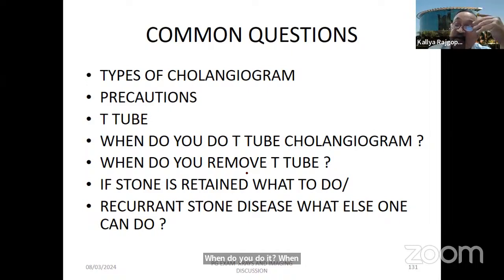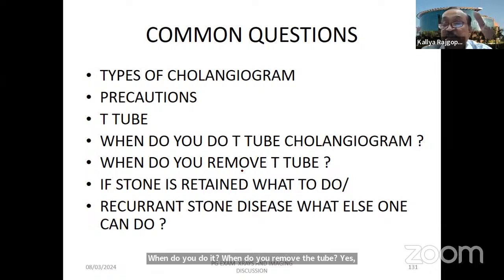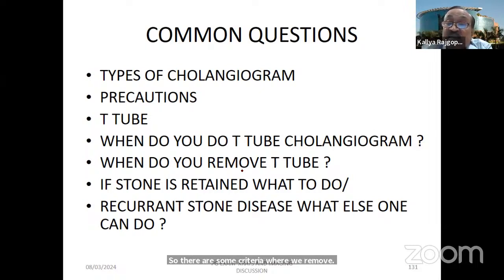Provided the dye goes freely into the duodenum, and the patient should not have pain while injecting, or jaundice. So there are some criteria for removal. And if there's a retained stone, of course, you can still try an endoscope and remove it. And if there's recurrent disease, recurring CBD stones, what other alternatives?